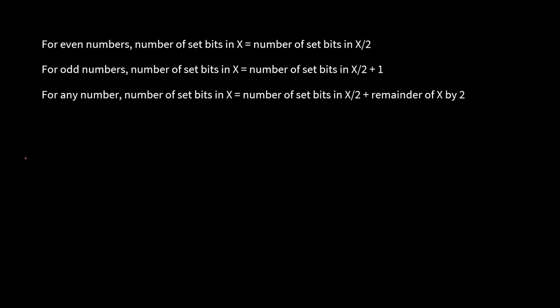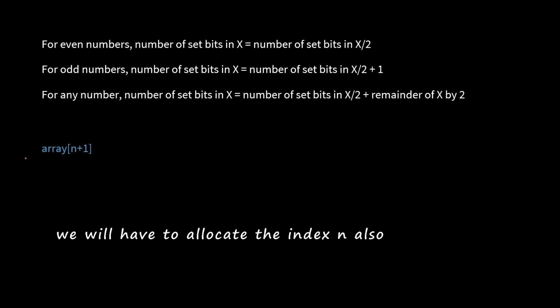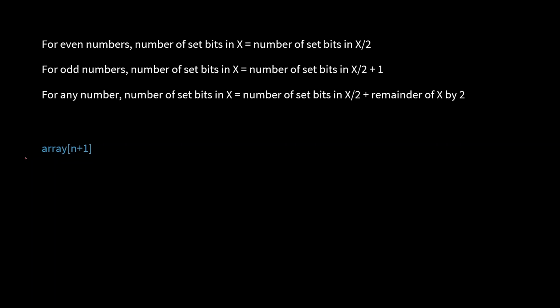So now let's get to the algorithm of our solution. At first we will initialize an array or maybe a vector, anything you can take, whose size will be n plus 1, because we have to allocate 0 also. Next, we will set our base condition. Here our base condition is, for 0 we do not get any set bits, so for array index 0 we will simply assign 0. This is our base condition.